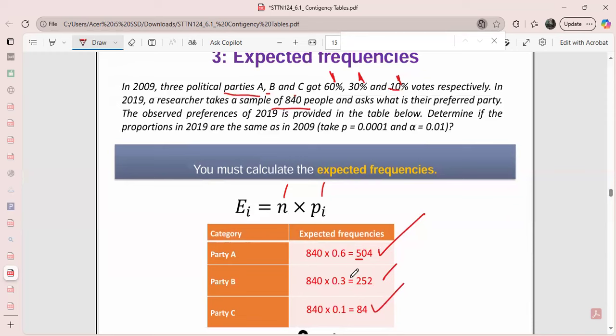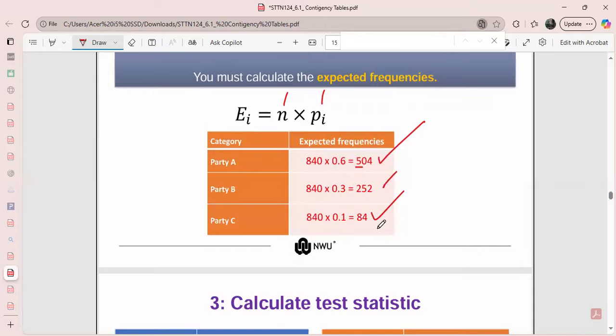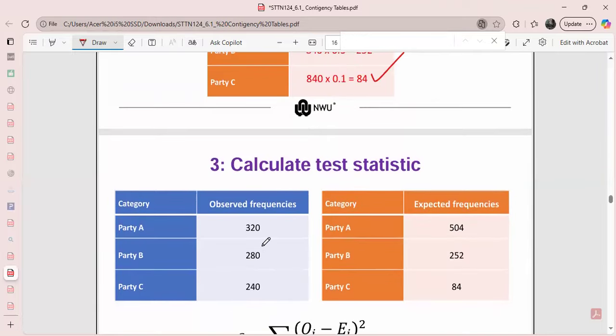Once you get the expected frequencies, it's going to be easy for you to calculate the test statistic, because now you have the expected frequency, and you also have the observed. Remember, to calculate the test statistic, you need the observed frequency and the expected frequency. Then you are done. So let's see. Here are the expected frequencies. This is observed, this is expected, observed, expected, observed, and then this is expected.